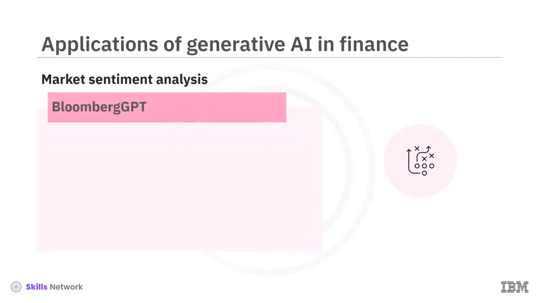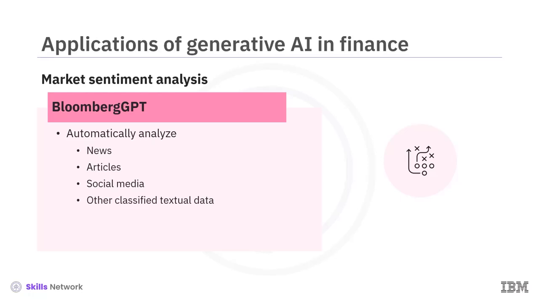NLP-powered generative AI, such as BloombergGPT, can analyze news, articles, social media, and other classified textual data to perform market sentiment analysis and manage investment portfolios more effectively.